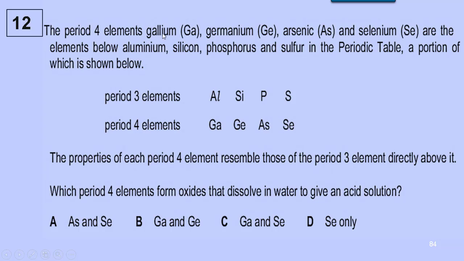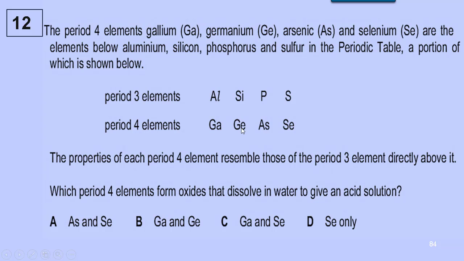The period 4 elements gallium, germanium, arsenic, and selenium are the elements below aluminium, silicon, phosphorus, and sulfur in the periodic table, a portion of which is shown below. We have here a small part from period 3 and period 4. The properties of each period 4 element resemble those of the period 3 element directly above it. Which period 4 element forms an oxide that dissolves in water to give an acid solution?